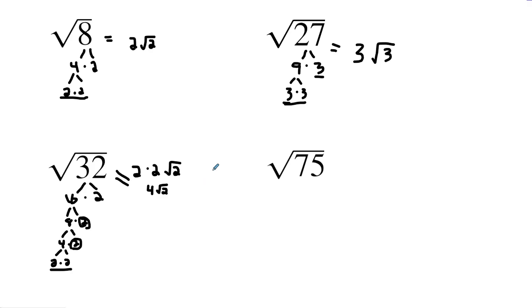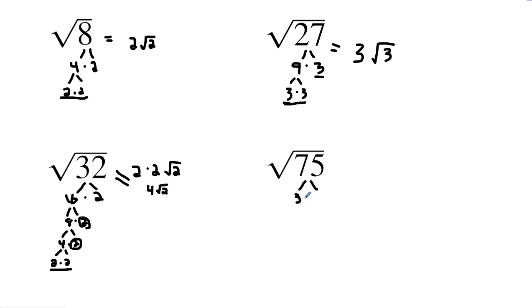Alright, and let's try 75. So I'm going to split 75 into its two components. I'm going to try dividing it by 2. 75 divided by 2 is 37.5. Unfortunately, I get a decimal. That's not going to work. No decimals here. So instead, I'm going to try 3.